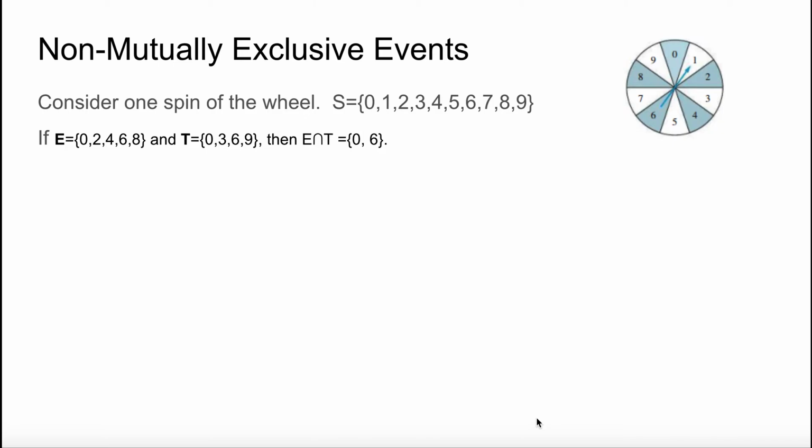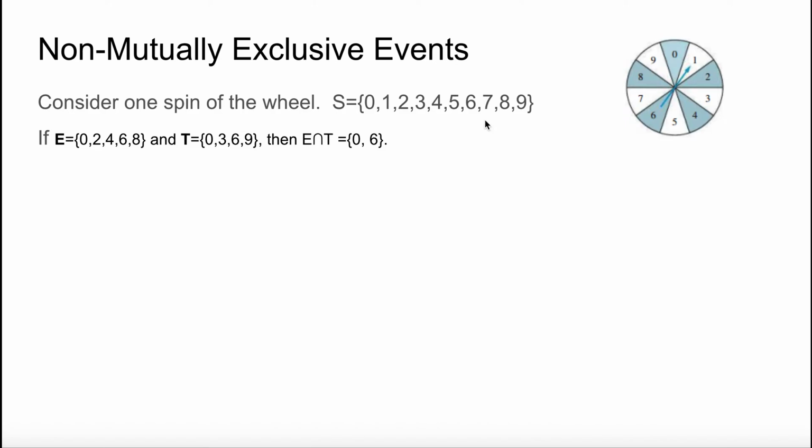We can explain this better with the set model. If you think back to Math 135, you can remember what a set is, and we are so familiar with the Venn diagram, so we're going to explain with the Venn diagram too. So let's consider one spin of the wheel. The sample space is 0 all the way to 9, right? 0, 1, 2, 3, 4, 5, 6, 7, 8, 9 is the sample space.